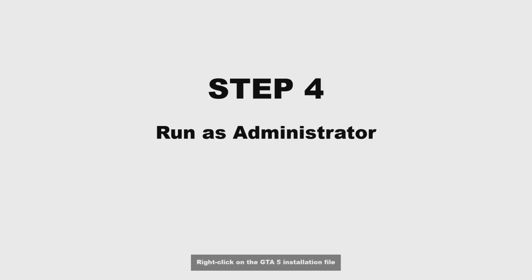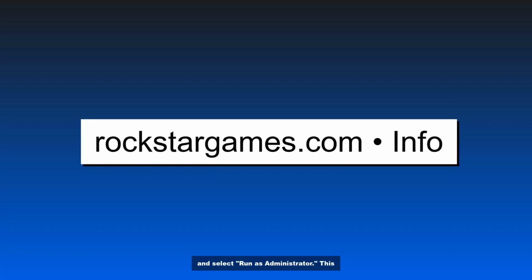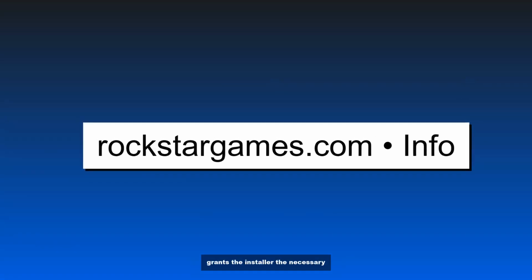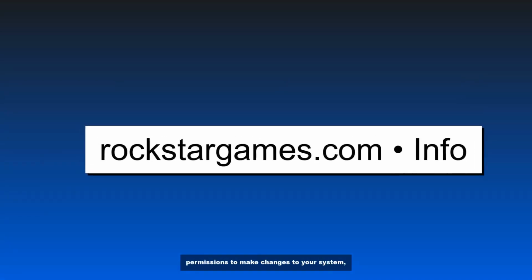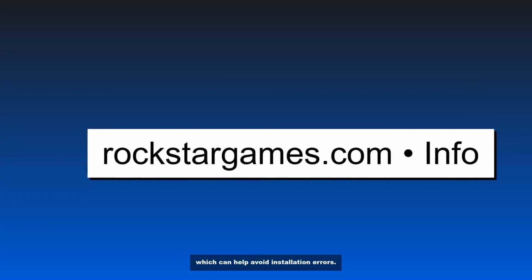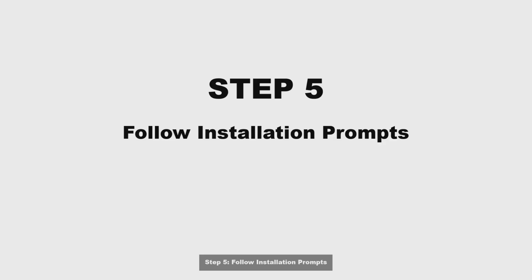Step 4. Run as administrator. Right-click on the GTA 5 installation file and select Run as Administrator. This grants the installer the necessary permissions to make changes to your system, which can help avoid installation errors.